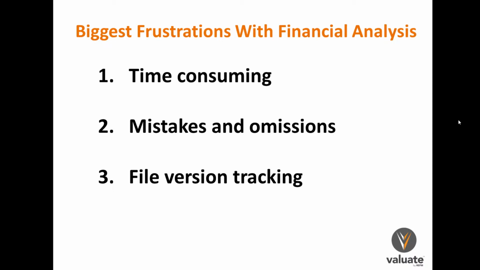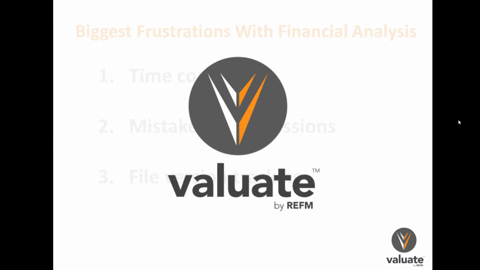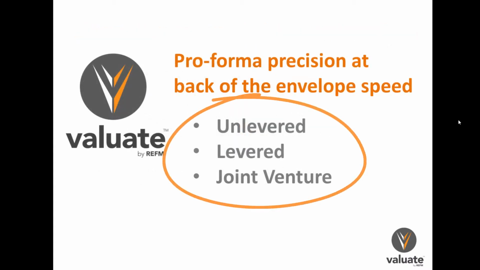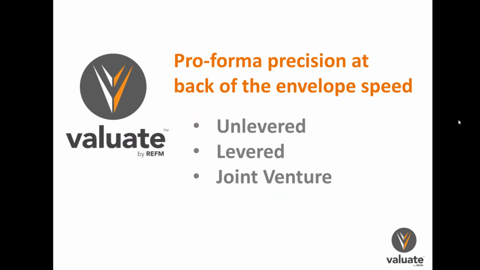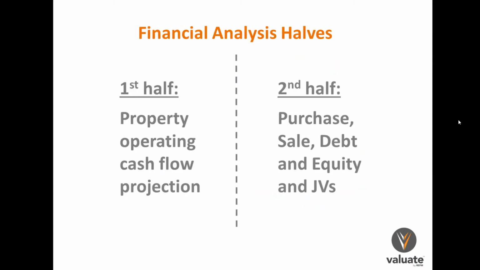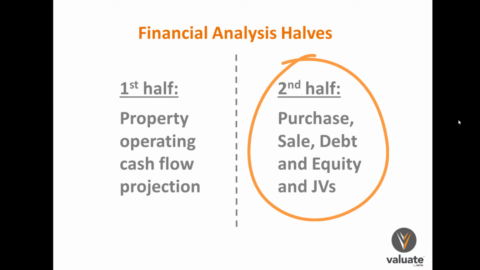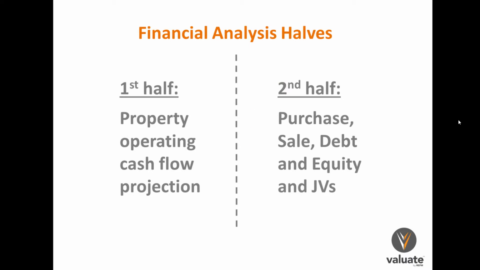Valuate gives an advantage by helping you to work faster by preventing mistakes and omissions and making file tracking and collaboration a lot easier. It serves for buyers as the ultimate screening tool, providing what has always been sought but never achieved in commercial real estate, which is pro forma precision at back-of-the-envelope speed on all bases: unlevered, levered, as well as joint venture. And so Valuate does so on what we call the second half of the financial analysis, where the first half is generating the property level operating cash flow projection, and the second half is the application of purchase, sale, debt, and equity and joint venture mechanics.